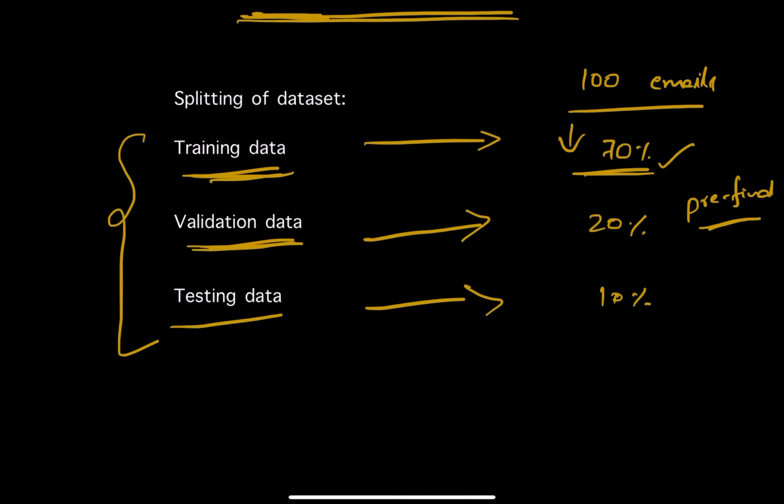Okay, now what is testing data? Finally, some 10 emails or 10% of the data set will be given as new input to the machine learning model. Then the model should be able to predict whether the email is spam or not spam accurately. Okay, I hope this is clear to you. This is how the data set will be split in machine learning models to train them. I hope this is clear to you.